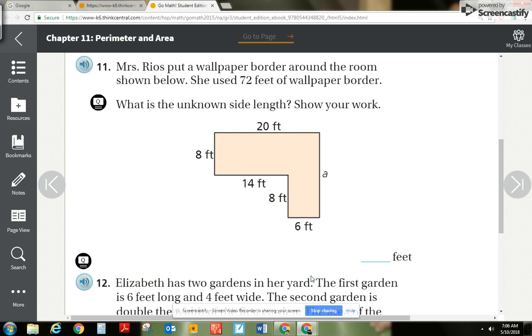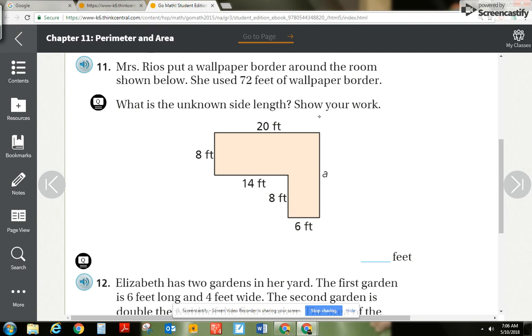We are still reviewing third grade Go Math Chapter 11, the perimeter and area test. We're on number 11, and number 11 is another story problem. So here we go. Mrs. Rios put a wallpaper border around the room, shown below. She used 72 feet of wallpaper border. What is the unknown side length?